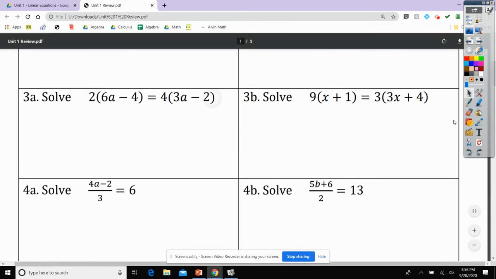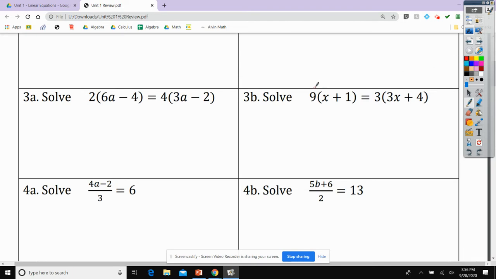Okay, for 3b, first step is always to distribute to get rid of our parentheses. So I'll distribute the 9, and I'll distribute the 3. So 9 times x is 9x. 9 times 1 is 9. 3 times 3x is 9x. 3 times 4 is 12.